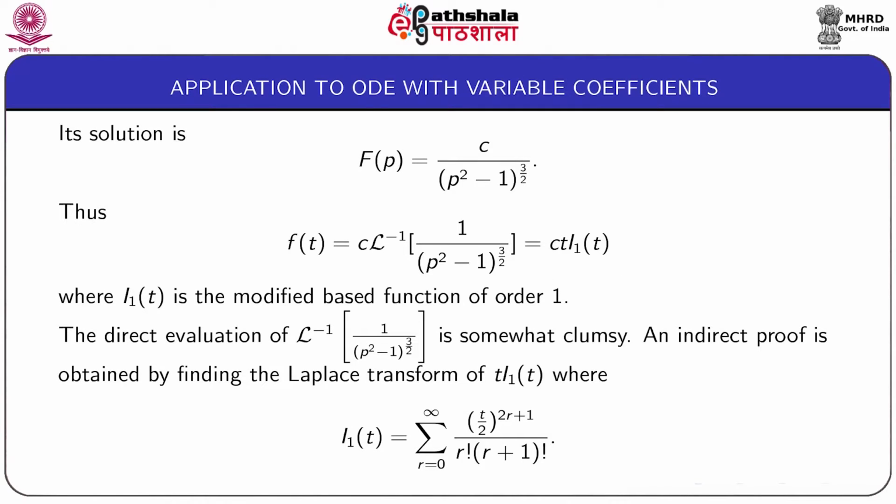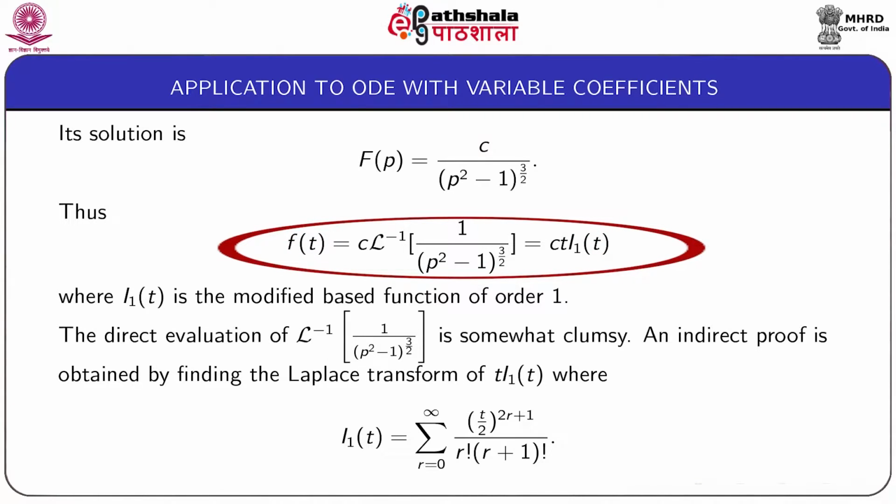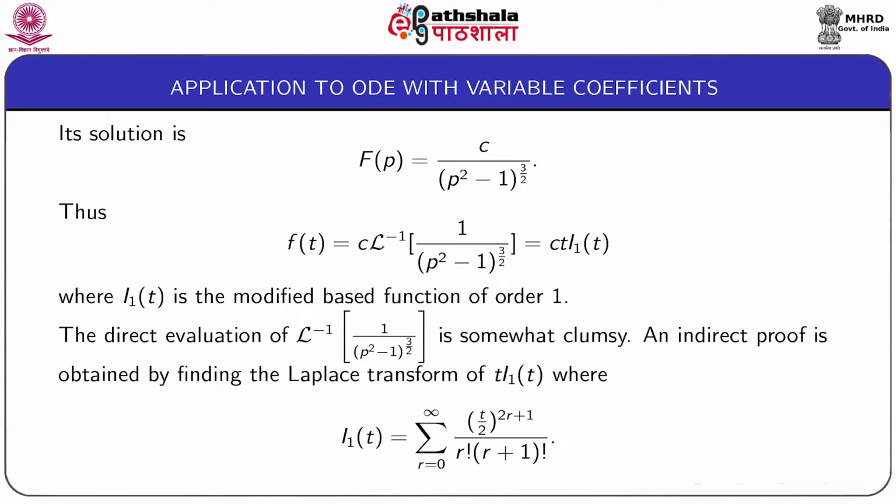This is a differential equation in capital F which can be solved to obtain capital F(p) as c divided by (p² minus 1) to the power 3/2. Thus, taking the Laplace inverse, we obtain small f(t) as c times the Laplace inverse of 1 by (p² minus 1) to the power 3/2, that is given by c t I1(t). Here I1(t) is the modified Bessel function of order 1.